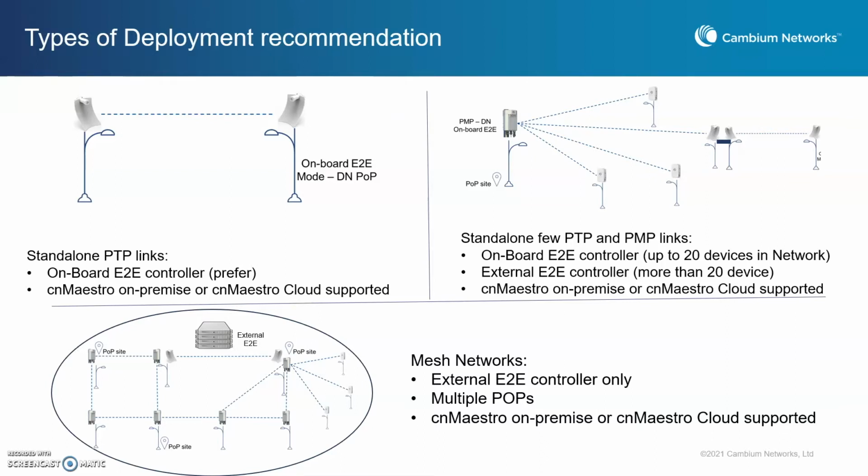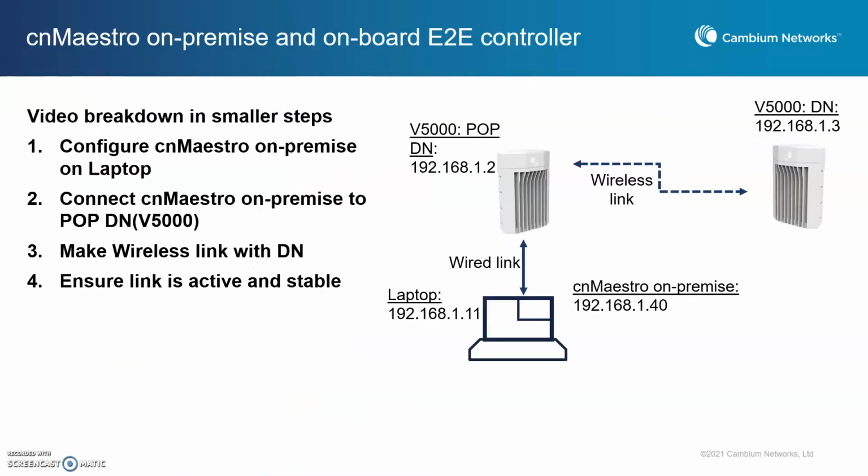Now at the bottom, we have the mesh network, which has many POP sites, a large number of subscribers, and a lot of mesh loops that are created. For this purpose, we recommend using only an external E2E controller where you have multiple POPs, and for monitoring, cnMaestro on-premise or cnMaestro cloud, both are supported.